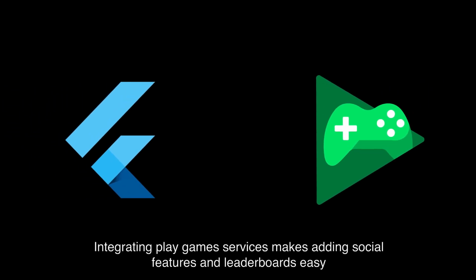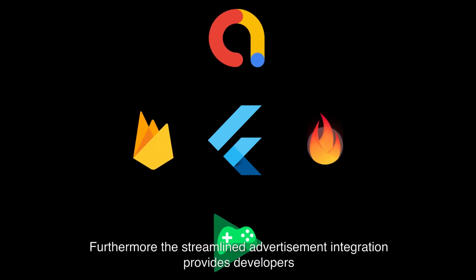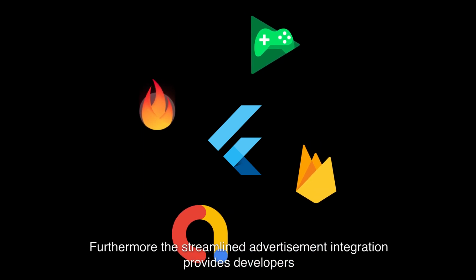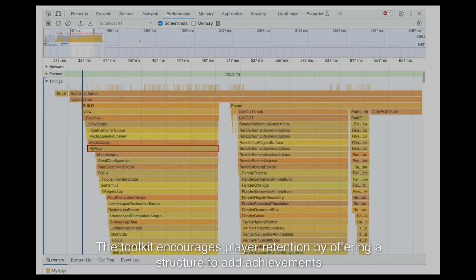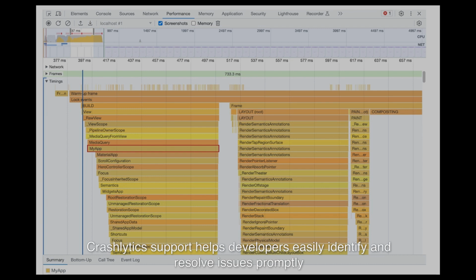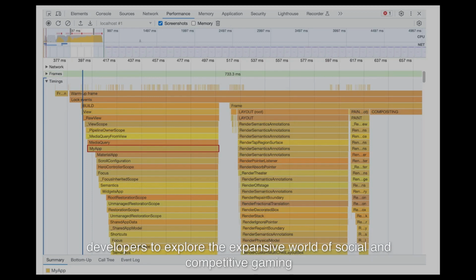Integrating Play Games services makes adding social features and leaderboards easy, and the in-app purchase module assists in creating a revenue stream. Furthermore, the streamlined advertisement integration provides developers with a straightforward way to monetize through ads from the get-go. The toolkit encourages player retention by offering a structure to add achievements. Crashlytics support helps developers easily identify and resolve issues promptly. Crucially, the toolkit also facilitates multiplayer functionality, making it easier for developers to explore the expansive world of social and competitive gaming.